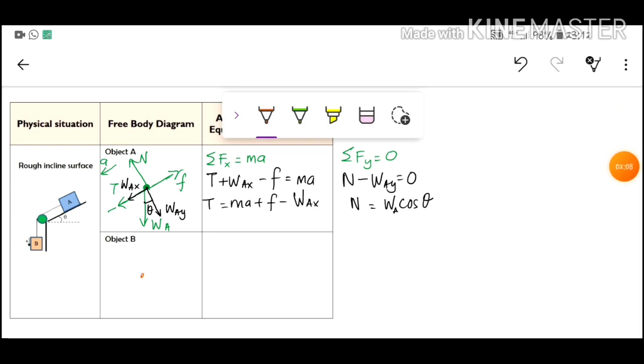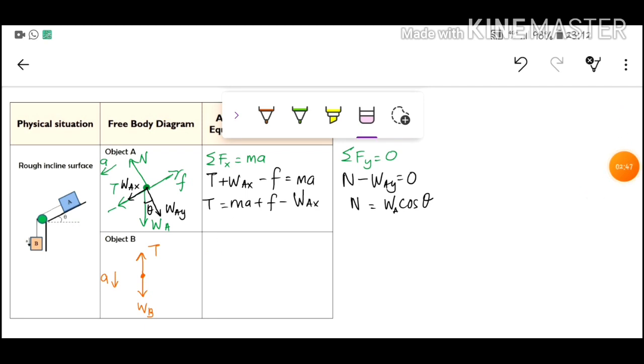For object B, which is hanging, there is a tension away from object B and WB. Do take note that object B is moving downward with acceleration a. So we just have the y component. Sum of Fy is equal to ma. WB is in the same direction as the acceleration, so WB minus T is equal to ma. We get that WB is equal to ma plus T.